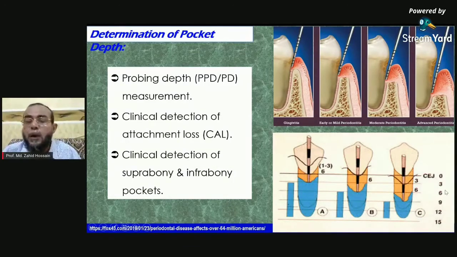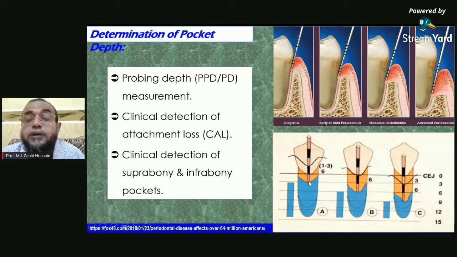You see the lower portion here. You can measure the pocket depth. How? Clinical attachment loss. In the first one, this is the gingival margin, and this is the cementoenamel junction. If you find a 6 millimeter pocket, suppose this probe has 3 millimeter graduation: 3 millimeter plain, 3 millimeter colored, and 3 millimeter non-colored. So the probe tip is 12 millimeters long. You see 6 millimeters, the probing depth measurement from the gingival margin to the base of the pocket.